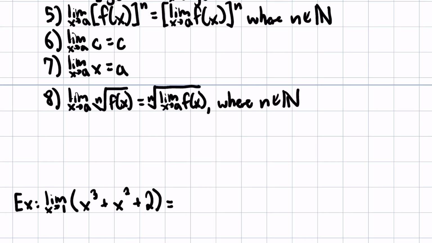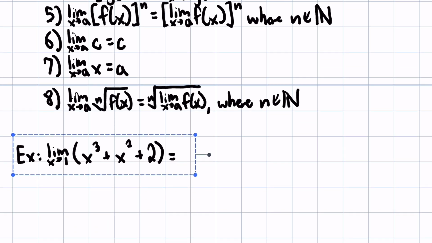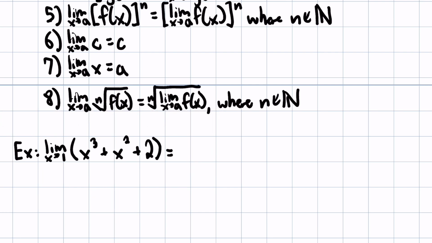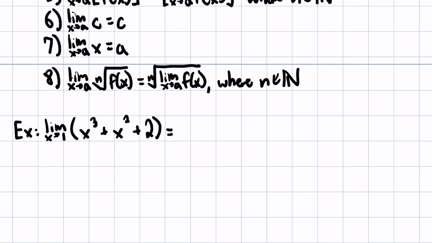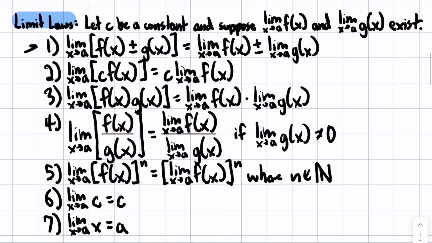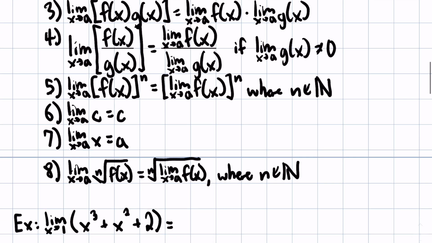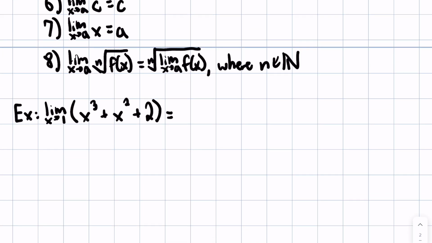All right, so I'm going to move this up here. So here we have the limit as x approaches 1 of this polynomial, right? So we have 3 different quantities added together. So our first step, we're just going to apply rule 1, right? So we are going to separate this out in terms of addition.